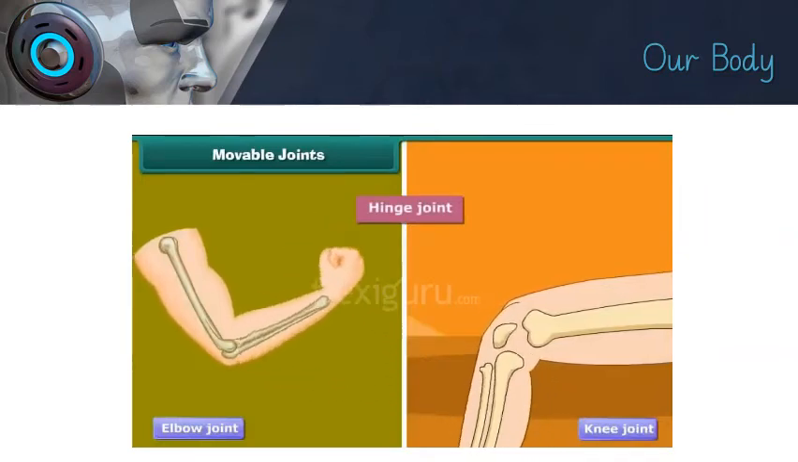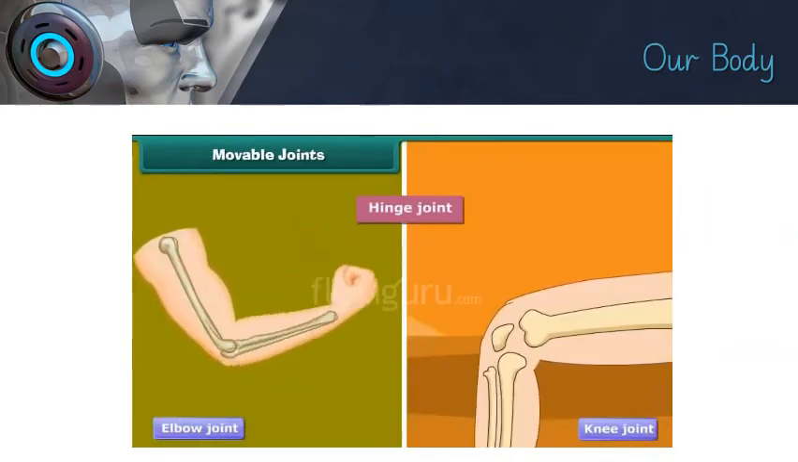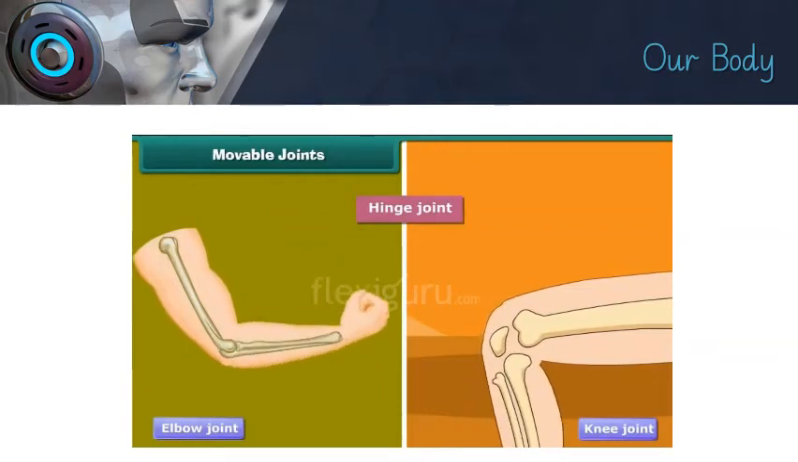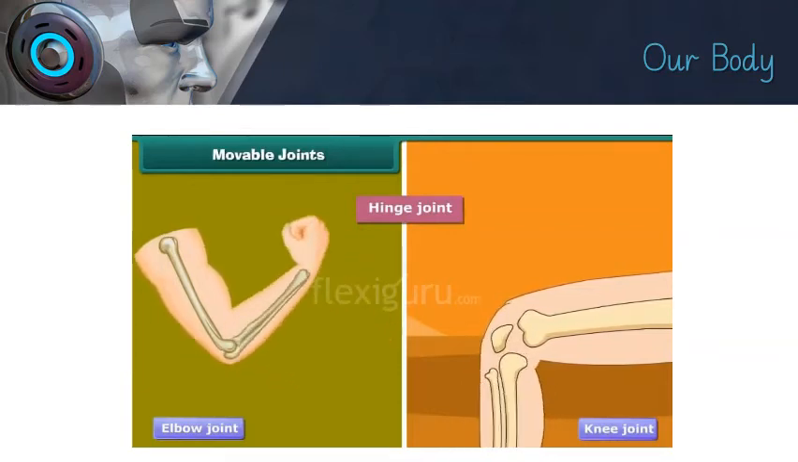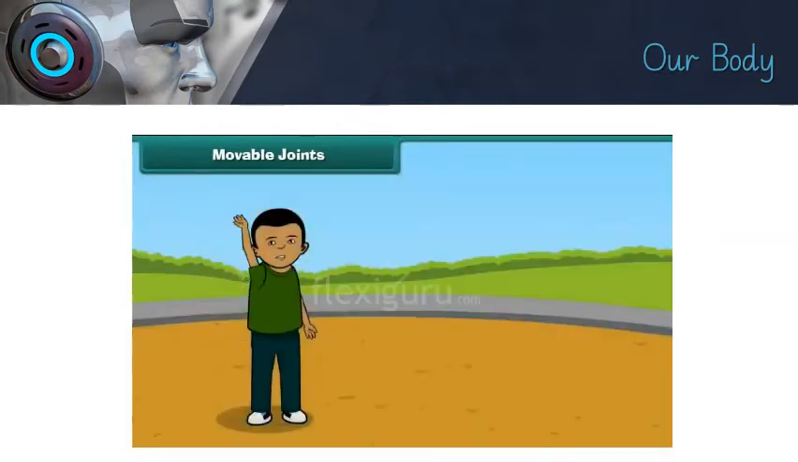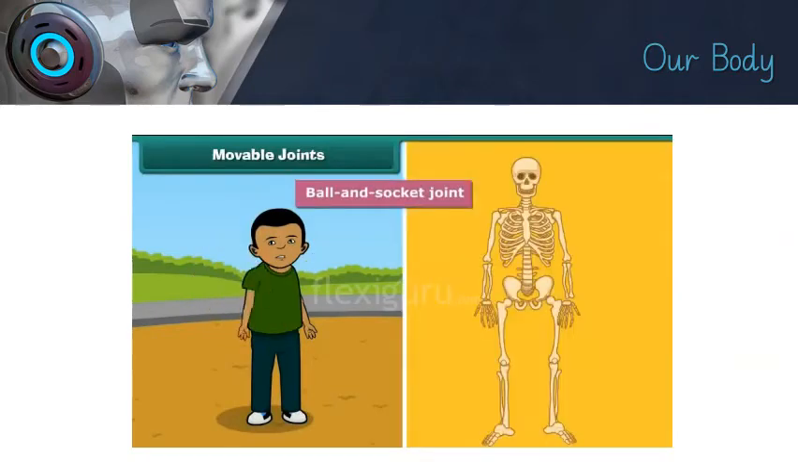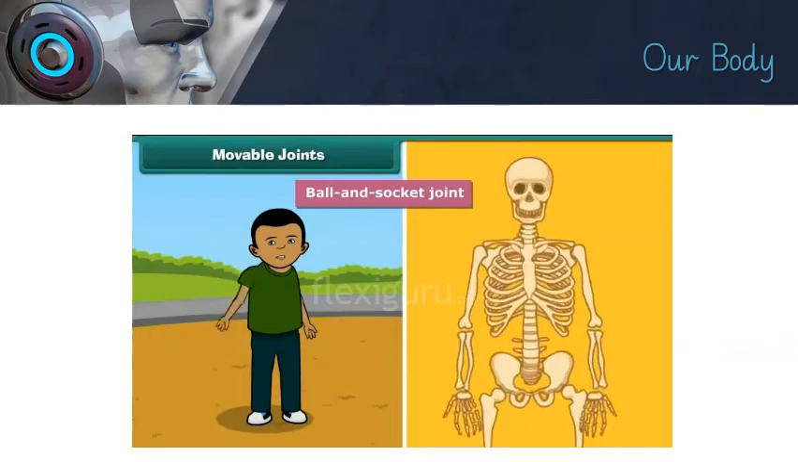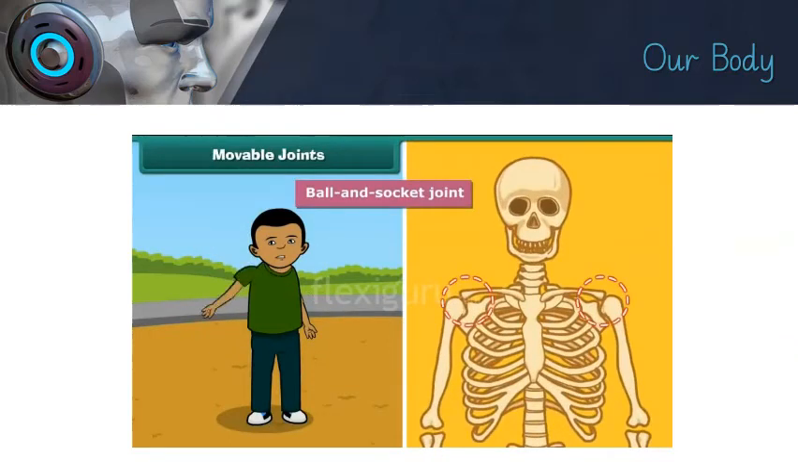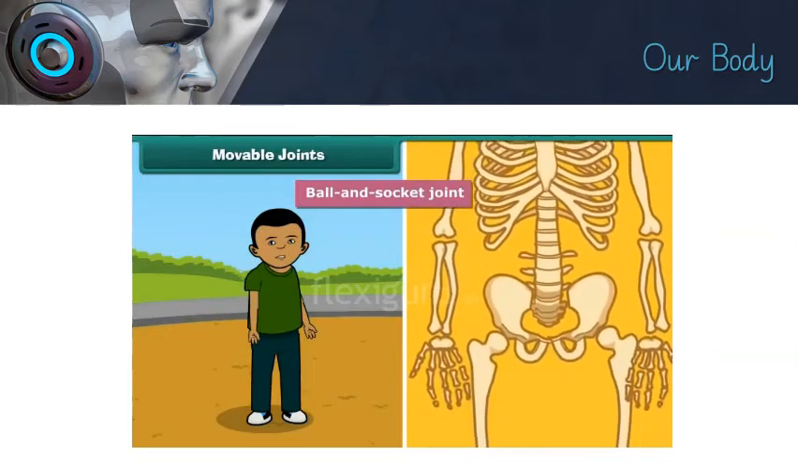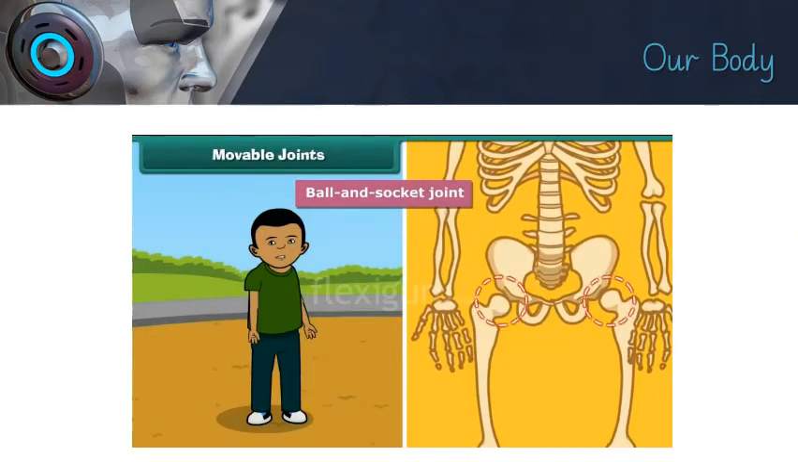Hinge joint. These are the joints which can be bent in only one direction. For example, elbow joint and knee joint. The joints which join the bones to make the circular movement possible are called ball and socket joints. For example, the bone in the upper arm is fitted to the bone in the shoulder by a ball and socket joint. Similarly, the thigh bone is fitted to the hip bone by a ball and socket joint.